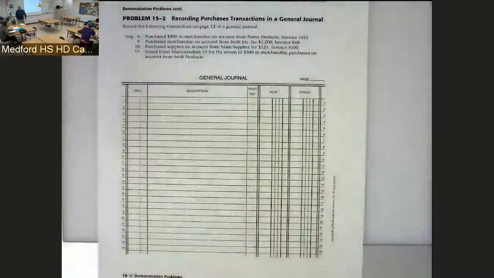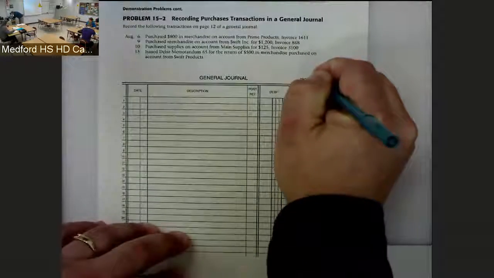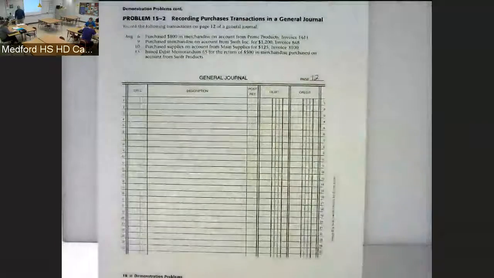Now you should have this in your study guide. We're only going to do one of the first two because both of them are exactly the same. On August 6th, purchased $800 in merchandise on account from Prime Products. The invoice being $16.11. Okay, we're doing this on page 12 of the General Journal. And again, nothing earth-shattering there, right?